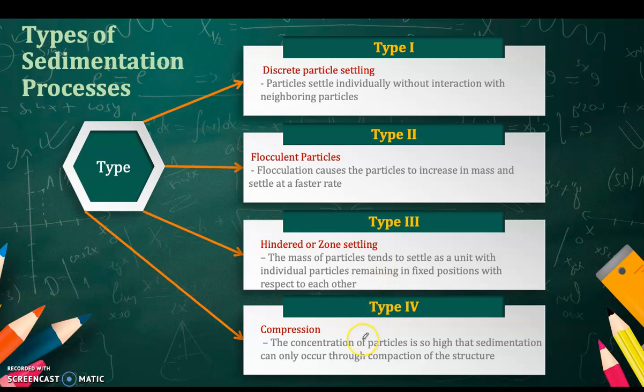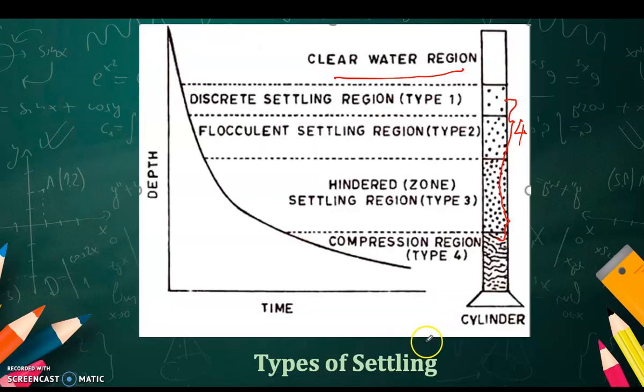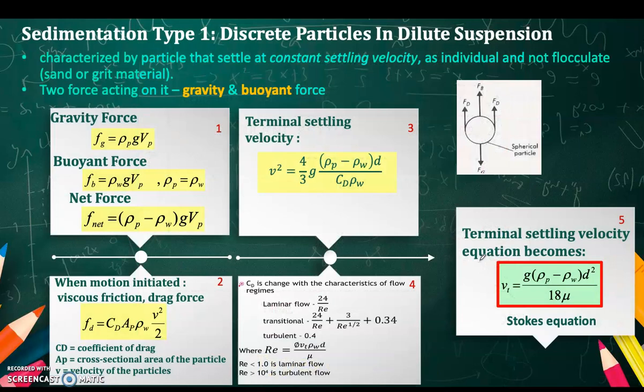Finally, compression: the concentration of particles is so high, because the further downward it goes, the more concentrated it becomes, that sedimentation can only occur through compaction of the structure. So we refer to here, towards the bottom, the concentration of impurities and pollutants will be higher downwards in the cylinder, right?